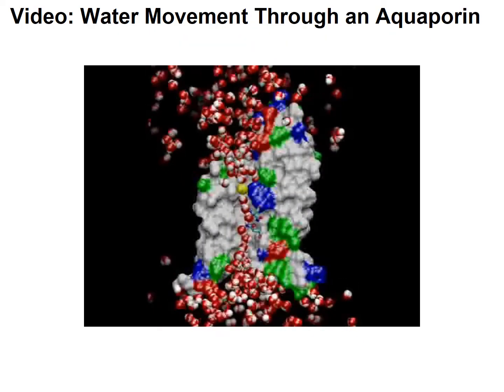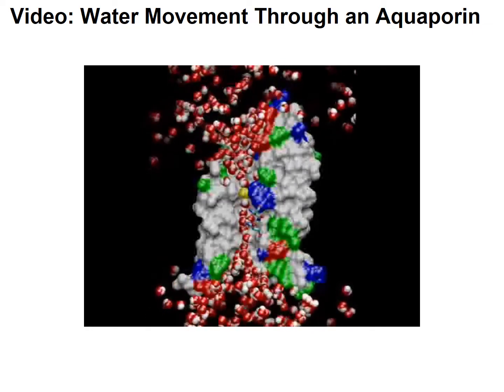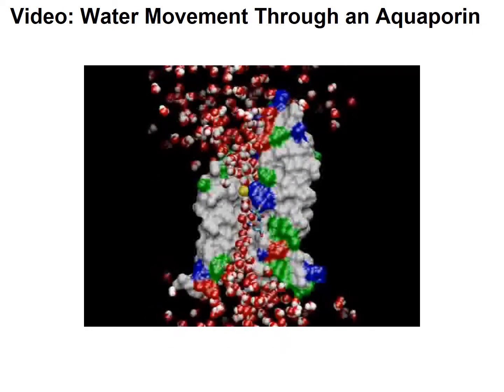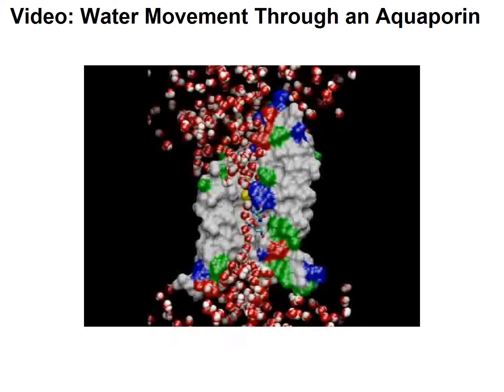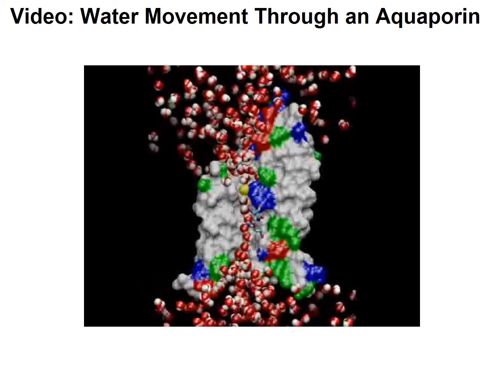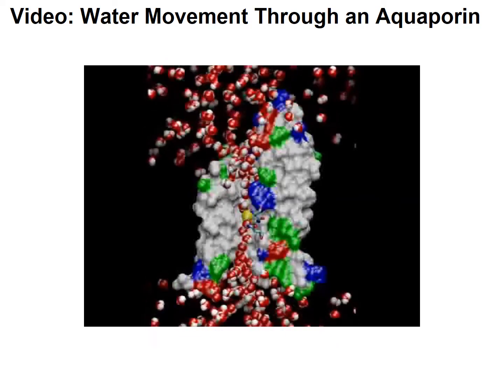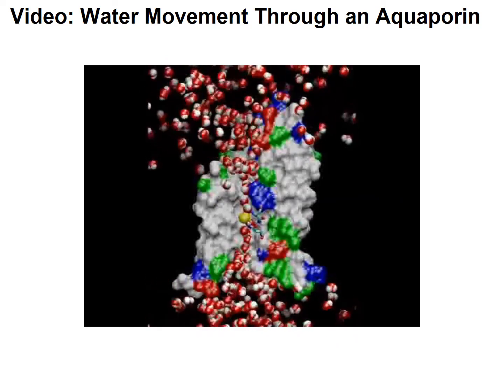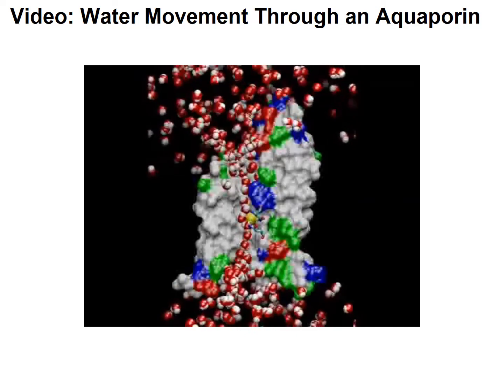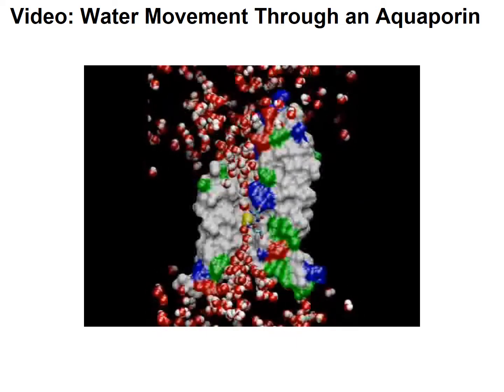Aquaporins are an example of a channel type protein, and it's specifically made for water. This shows an aquaporin right here, and then of course the water molecules are moving across the membrane into the cell and or out of the cell as needed.